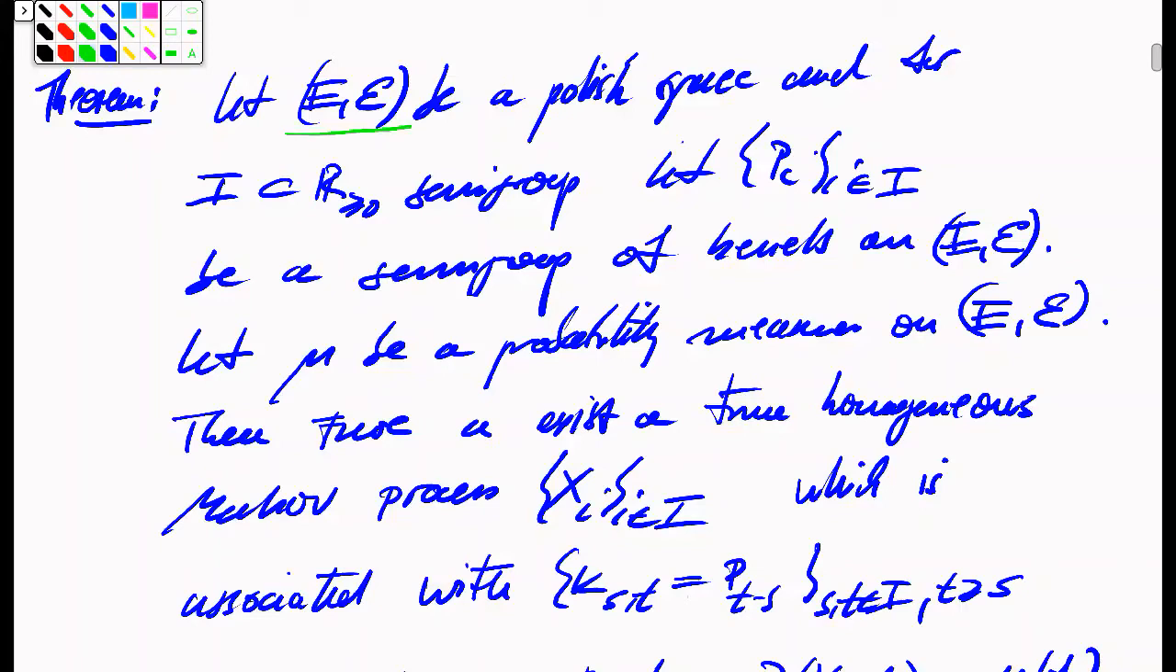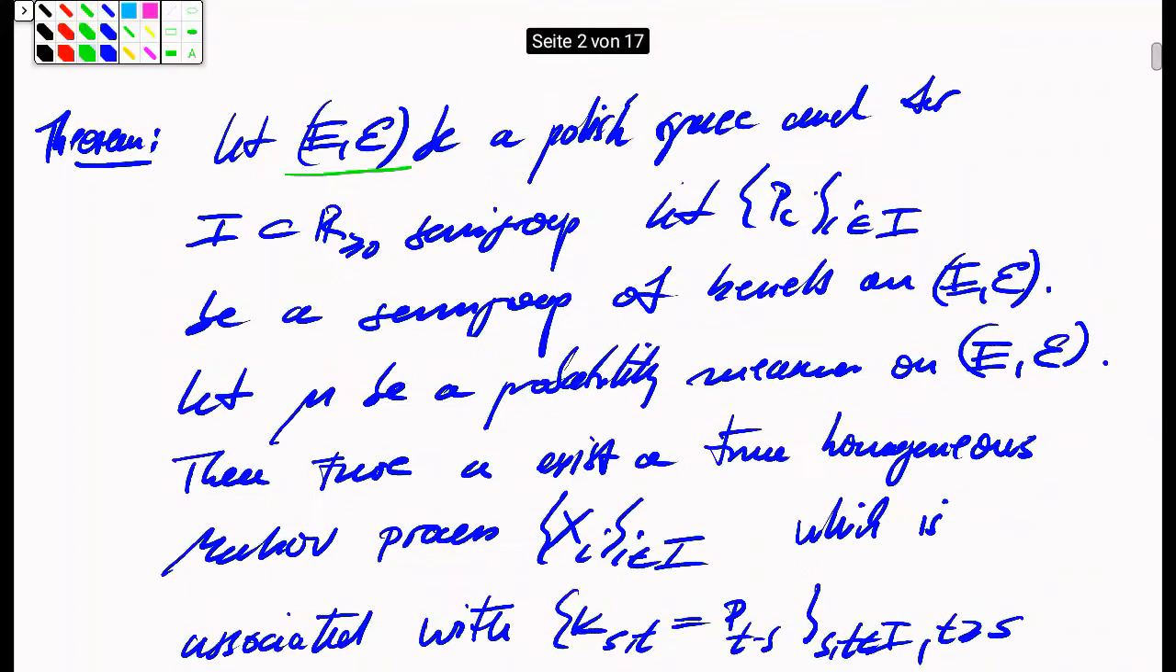Namely, we want to convince ourselves that if we are given a semigroup of kernels, which then generate a transition function, then there is in fact a Markov process which is determined uniquely up to the equivalence of processes in the sense of finite dimensional distributions. And here's the theorem that gives us exactly this.